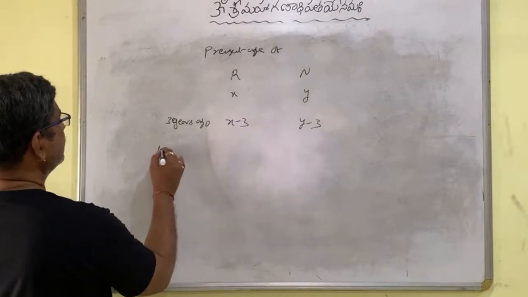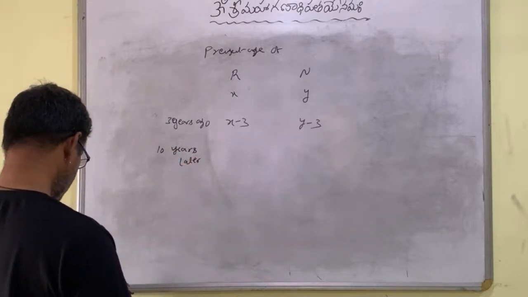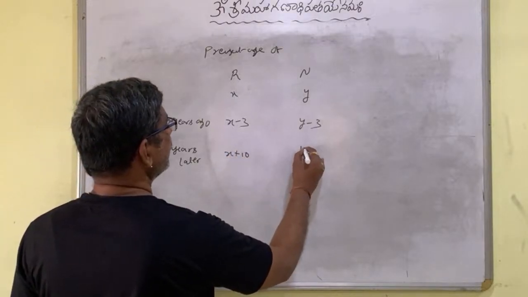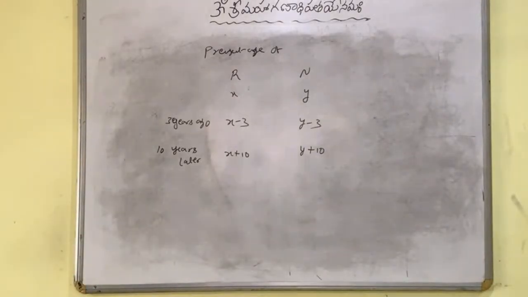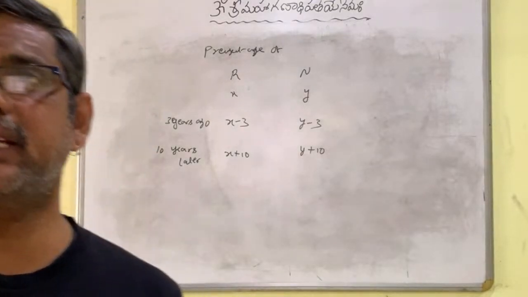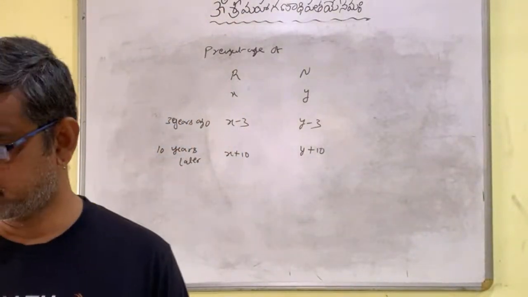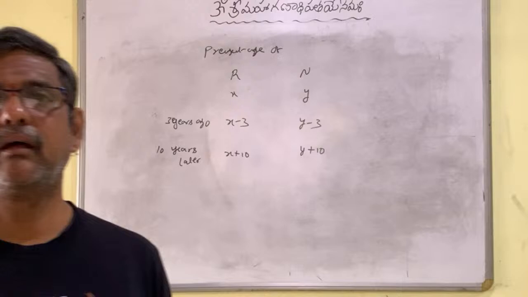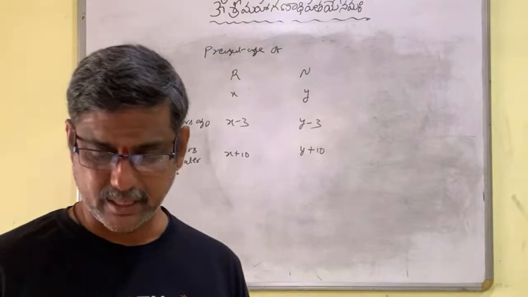Ten years later, Rashmi X plus 10, Nazma Y plus 10. This is what you have to consider first. Present age of Rashmi X years and Nazma Y years. And 10 years later, Rashmi X plus 10, Nazma Y plus 10.